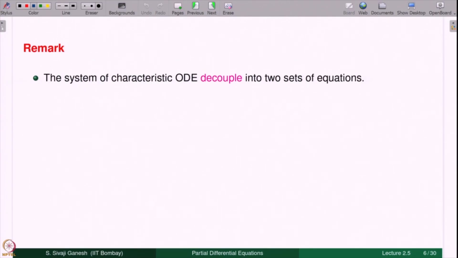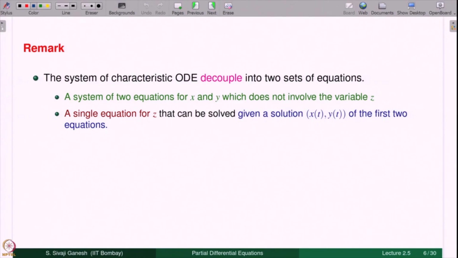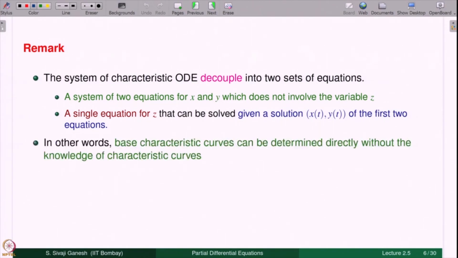So, it decouples into two sets of equations: a system of two equations for x and y which do not involve the variable z, we saw that, and a single equation for z which can be solved provided you give me what x and y are. Given a solution x(t), y(t) of the first two equations, we can solve for z.